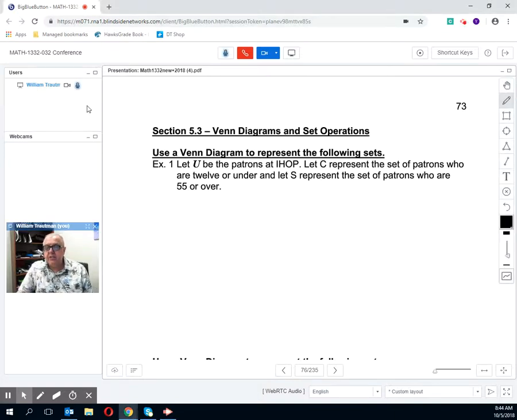Hi, this section is on Venn diagrams. So I'm going to cover Venn diagrams in the workbook here. It says section 5.3. It may not match up with the book that you're using. It may be section 2.3 in the book you're using. But let me cover Venn diagrams.